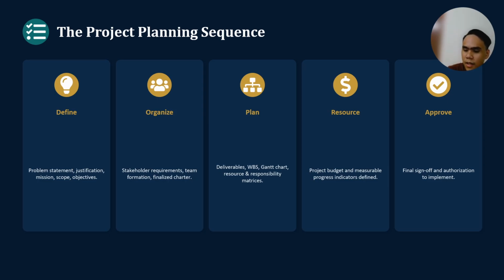benefit cost, leading to a go or no-go decision. Then drafts of the mission statement, project scope, and objectives are written to clarify overall direction.